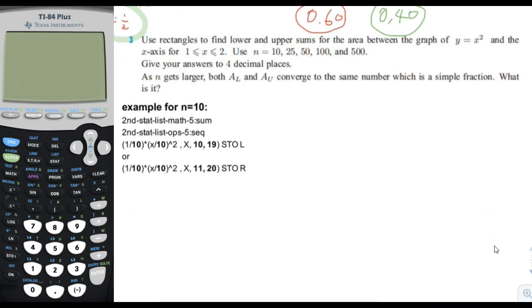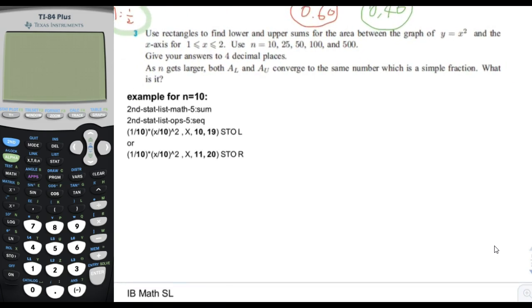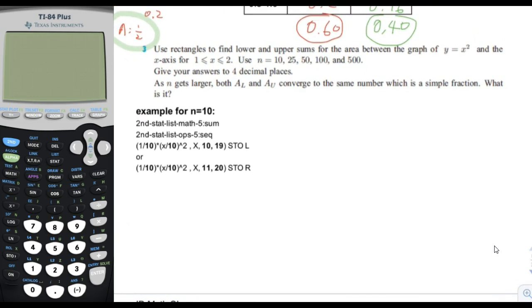Use rectangles to find lower and upper sums for the area between the graph y equals x squared and the x-axis for x between 1 and 2. Use n equals 10, 25, 50, 100, and 500. Give your answers to 4 decimal places. As n gets larger, both the area lower and upper rectangles converge to the same number, which is a simple fraction. What is it?